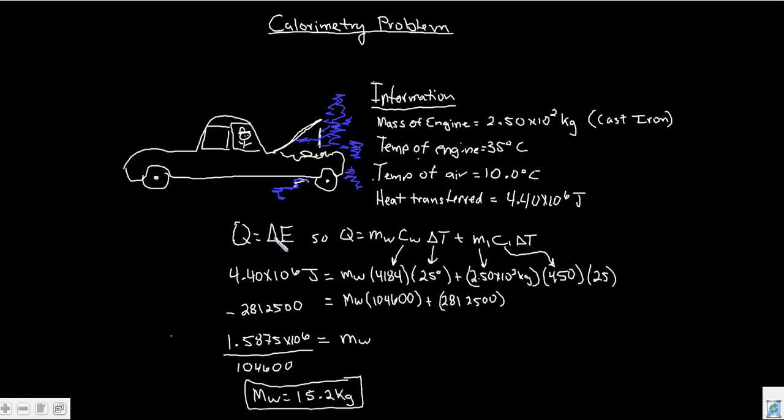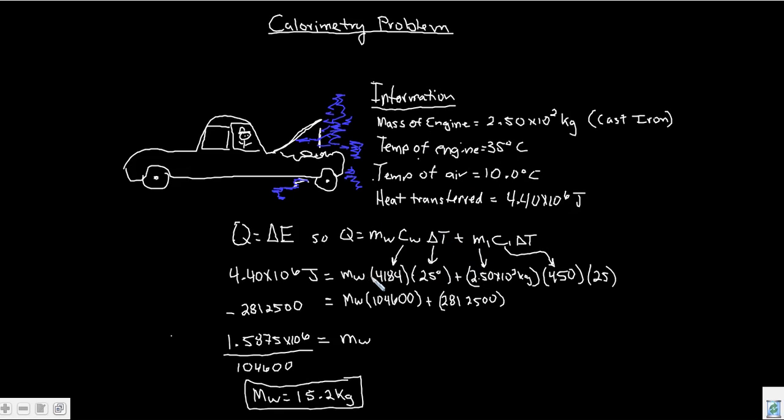So we know that Q is going to equal the change in energy. And so Q is going to equal then the mass of the water times the specific heat of the water times the change in temperature of the water, plus the mass of the block, the engine block, because that's what was hot, times the specific heat of the block times the change in temperature of the block. So in this case, the total change in temperature is where the engine goes to become the temperature of the air. All right. So how much water is lost?